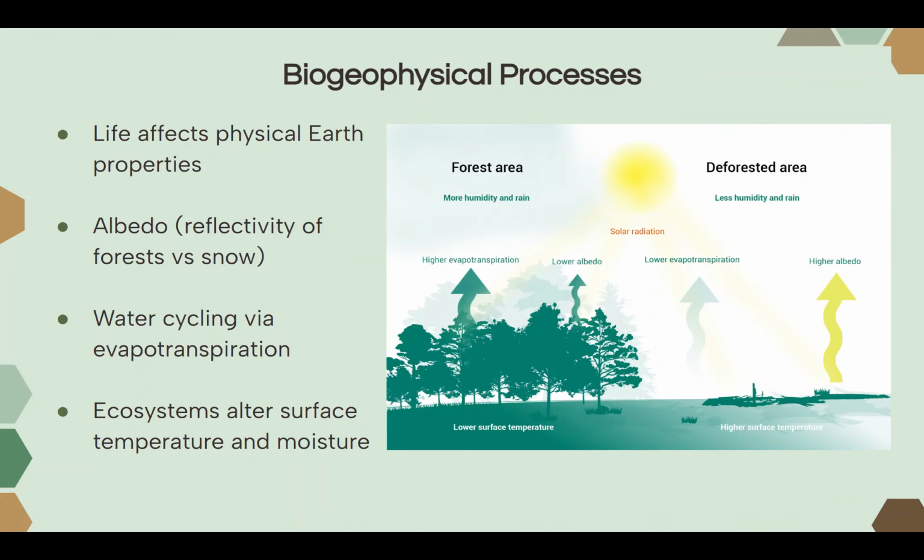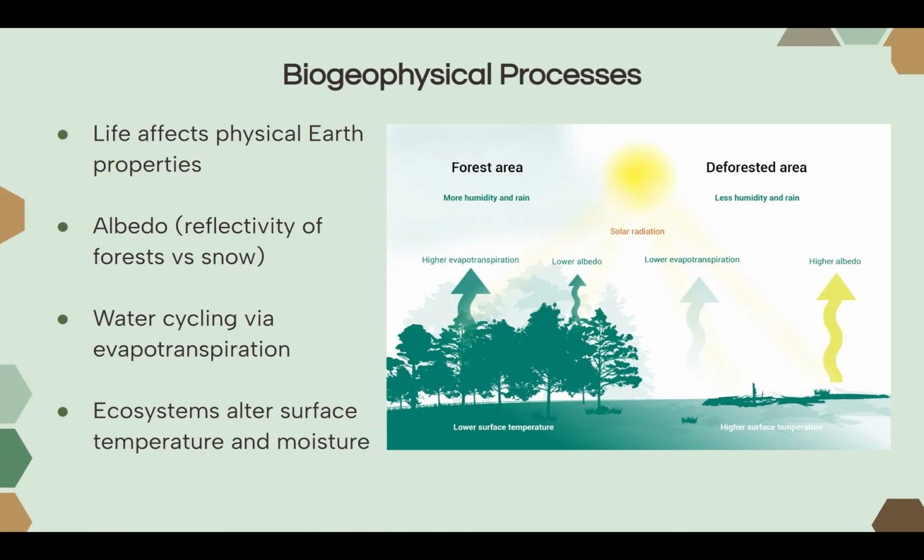So, what are biogeophysical processes? Biogeophysical processes basically mean how life affects the physical properties of the Earth. As mentioned before, forests are directly related to the albedo of the Earth's surface. The more green plants you have, the more sunlight is absorbed because it's a darker surface. The less of it you have, the more it will reflect sunlight.